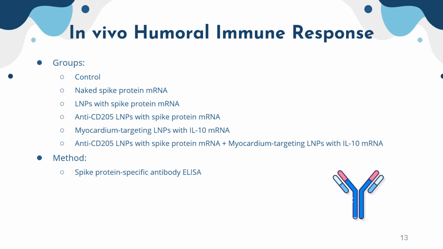For in vivo humoral immune response, anti-CD205 lipid nanoparticles encapsulating the mRNA of the spike protein and myocardium-targeting lipid nanoparticles encapsulating the mRNA of IL-10 are injected intramuscularly into the mice. Serum samples are collected and examined for the amount of spike protein-specific antibody with an ELISA kit.